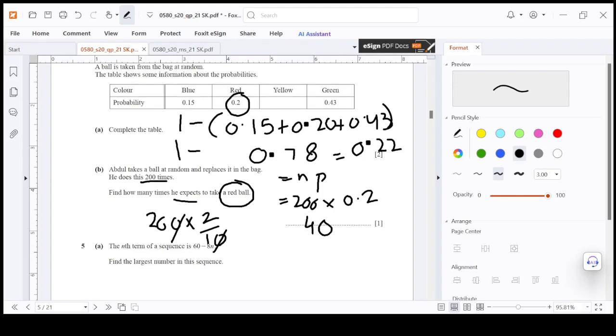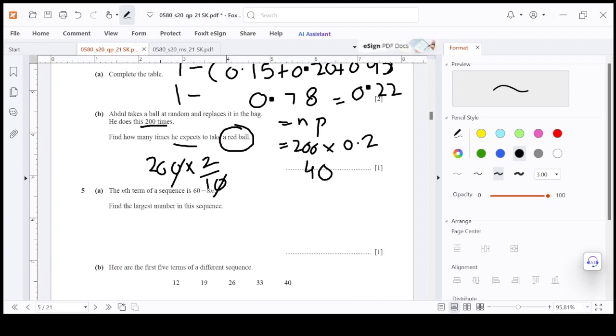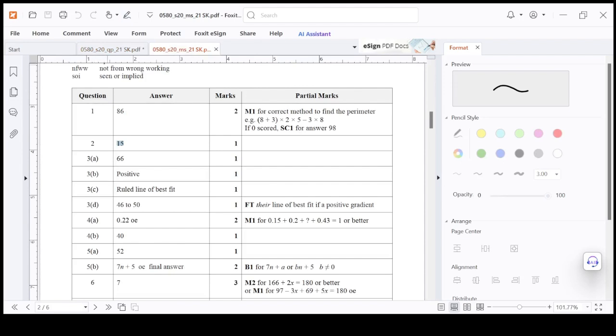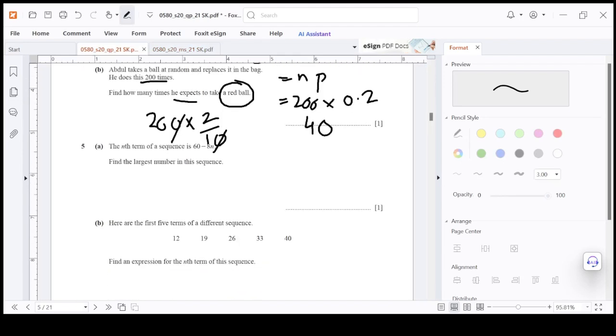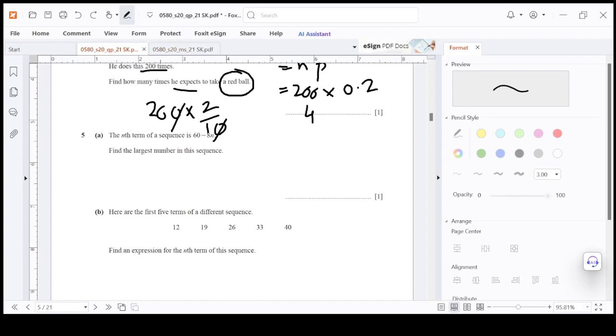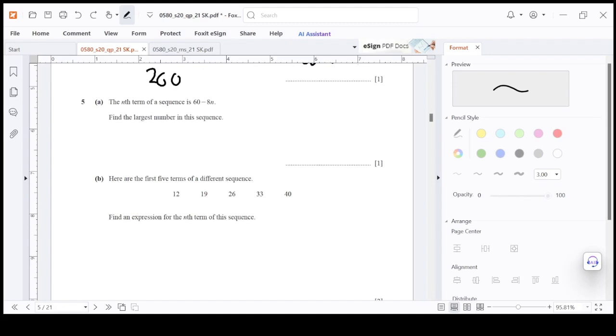Okay. The nth term of a sequence is, let me check the answer first of 4b. It is 40. The nth term of a sequence is 60 minus 8n. Find the largest number of the sequence. Okay, so the largest number is going to come from the smallest value of n, because as n becomes bigger, this value becomes smaller because it's being subtracted by 8n. So the lowest value n can take is 1. So 60 minus 8 times 1 is 52.